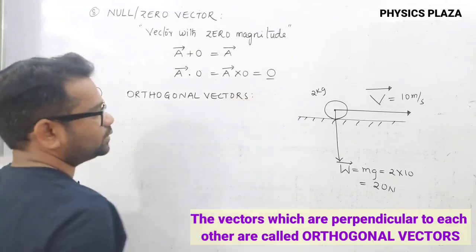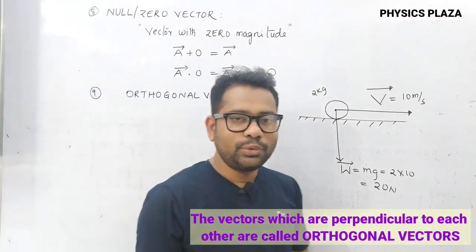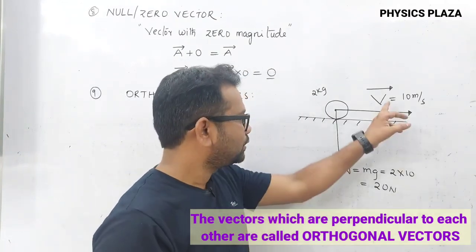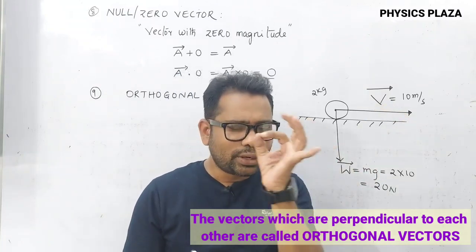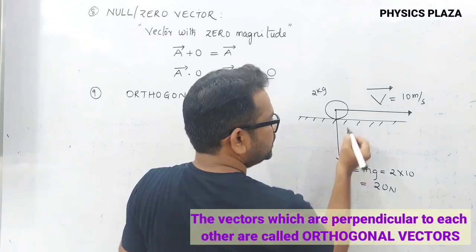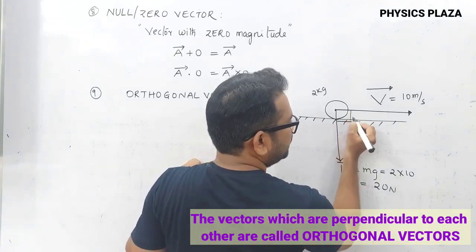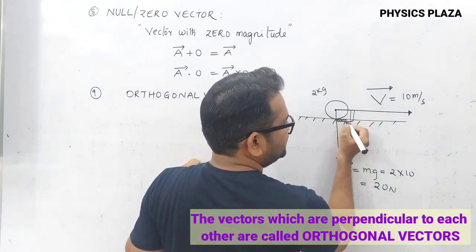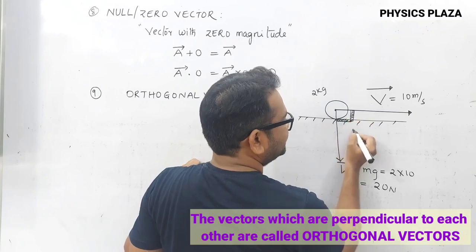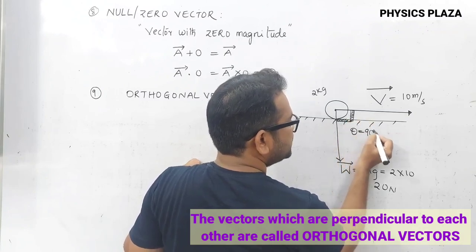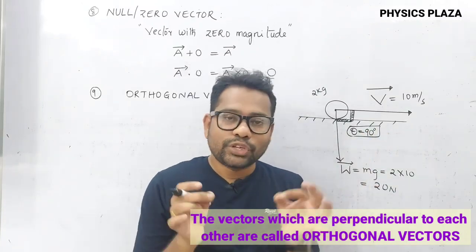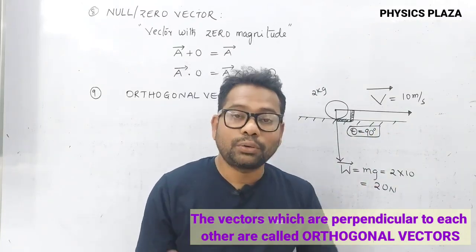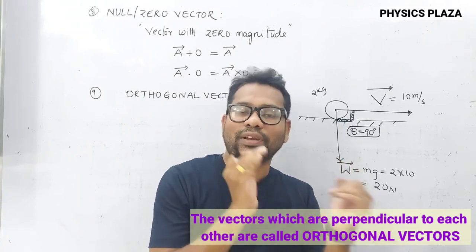You may get one doubt: sir, how can you say that the velocity and weight are orthogonal vectors? Children, just try to notice here. What is the angle between these two vectors? Yes, now you will understand. The angle is 90 degrees. That's it. The vectors which are mutually perpendicular to each other are called orthogonal vectors.